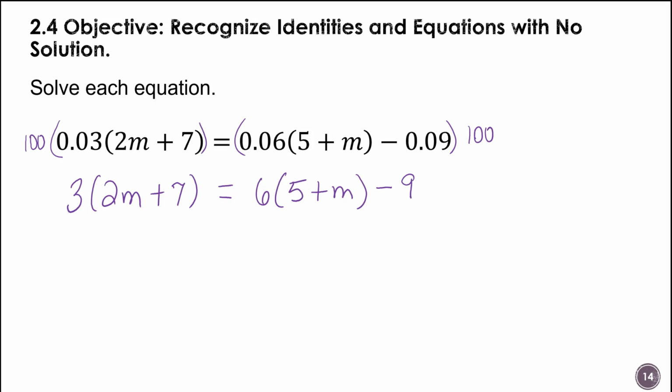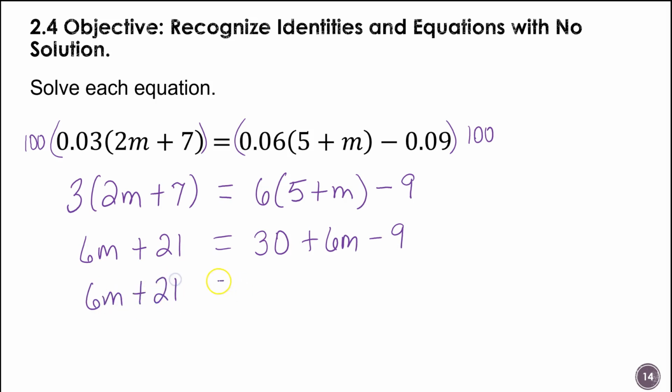All right, so we will distribute the 3, which gives me 6m plus 21 equals 30 plus 6m minus 9. And I'm going to combine the terms on the right-hand side, which leaves me with 6m plus 21. So we see the two sides are exactly the same. When they're exactly the same, that means that we're going to have a solution of all real numbers.